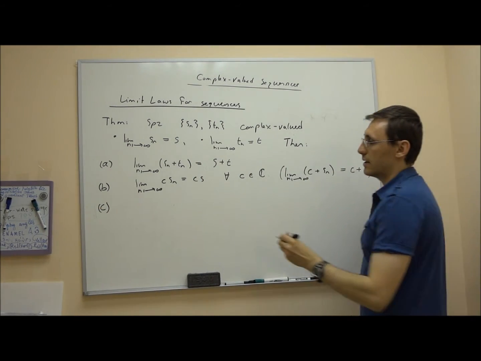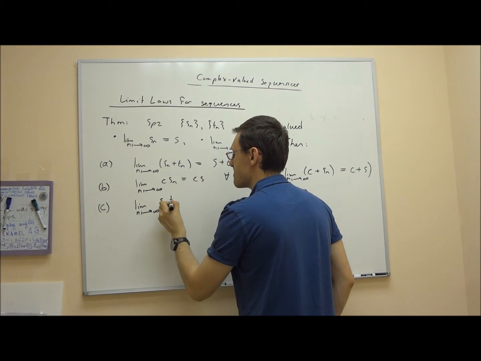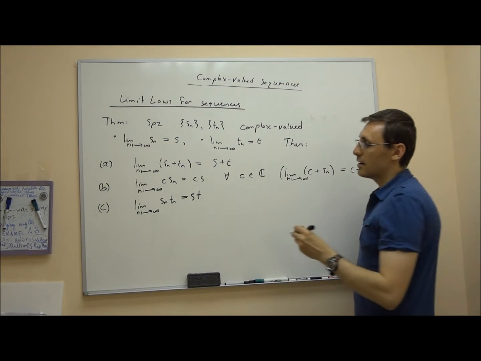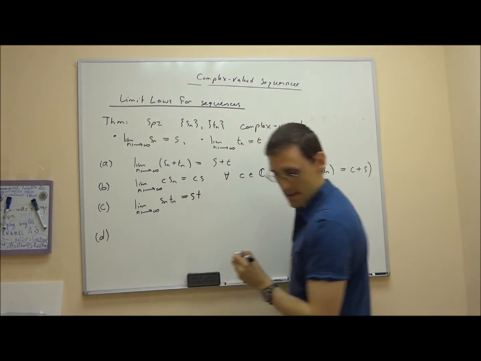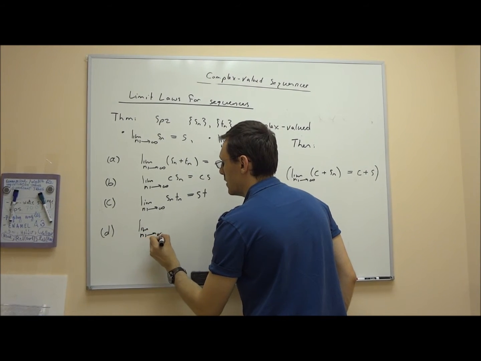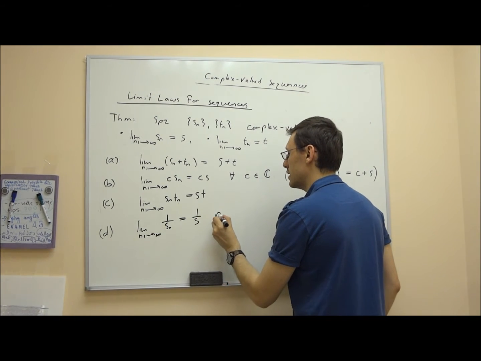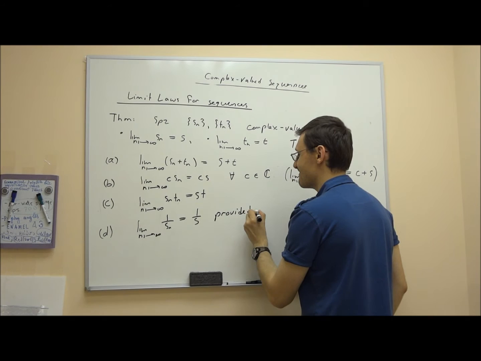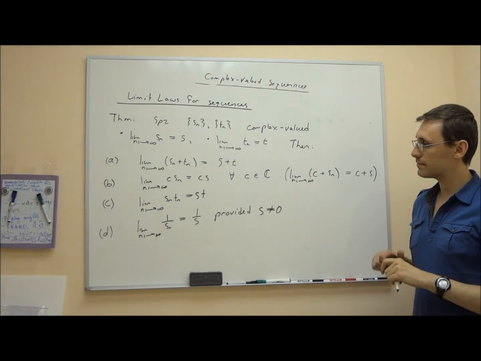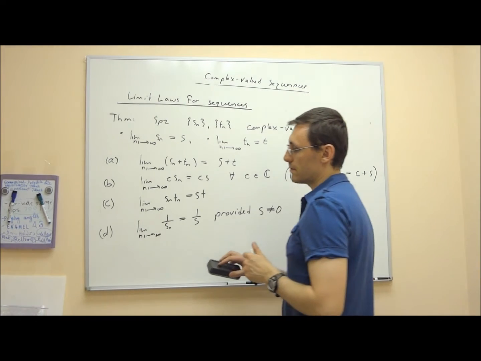Part C, we have that the limit of the product is the product of the limits. And D, the limit as n goes to infinity of 1 over Sn is going to be equal to 1 over S, provided S is not equal to 0. So let's establish those results.